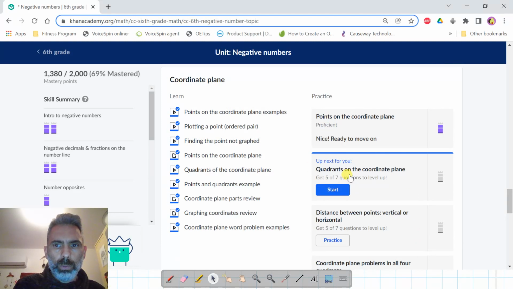So in the next video I will do this practice, quadrants on the coordinate plane.